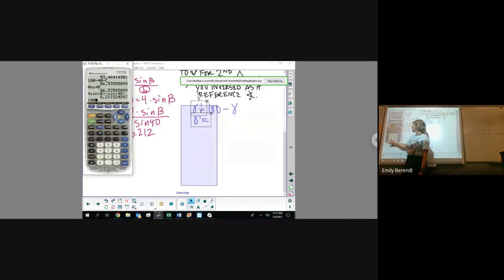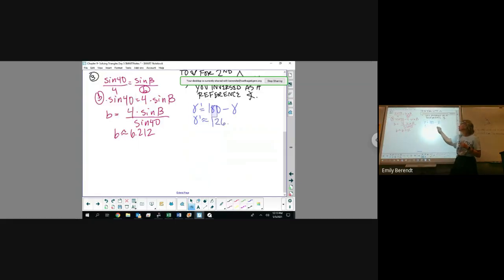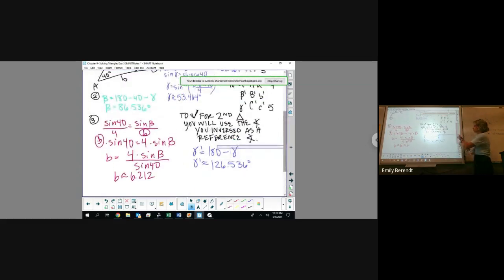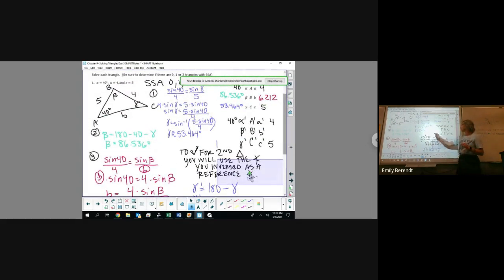So 180 minus alpha C gives us an obtuse angle. We are going to store this because this becomes new gamma. So you need to store this over the old one. So you just hit store alpha C. So 126.536. And then put that in your second chart. That was step 4.